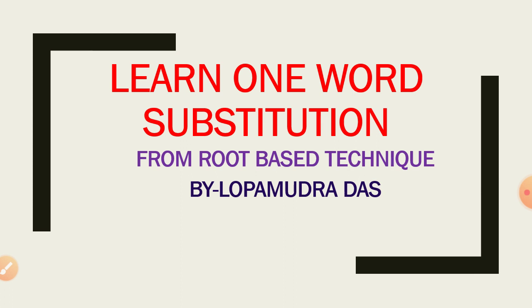So if you are talking about one word substitution, first you have to keep this thing in your mind: from which root word these words are formed, okay? And one word substitution is nothing else, rather it is the connectivity between various kinds of words, the various forms, that is noun, adjective, clear?